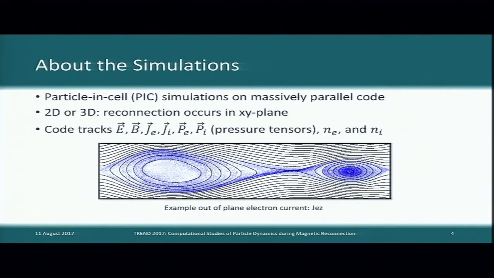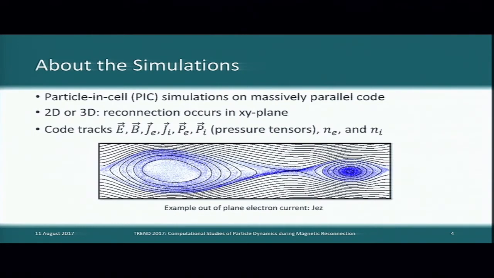So I said computational studies. That means we're doing simulations. In our simulations, we use particle-in-cell simulations on massively parallel code. And we can do 2D or 3D reconnection simulations. This reconnection occurs in the XY plane. Our code tracks the electric field, the magnetic field, electron and ion currents, electron and ion pressure tensors, and electron and ion particle densities. And from that, we can calculate lots of other things.